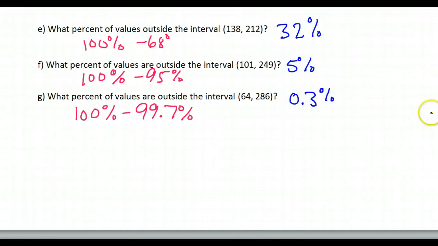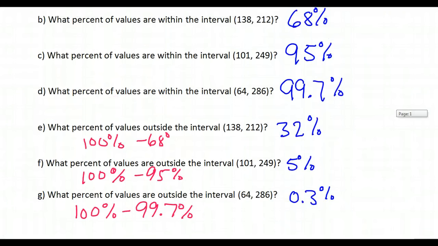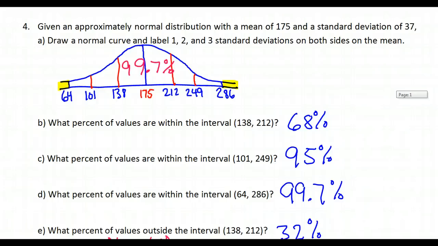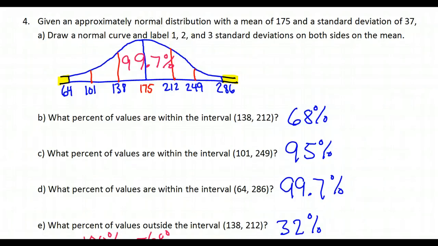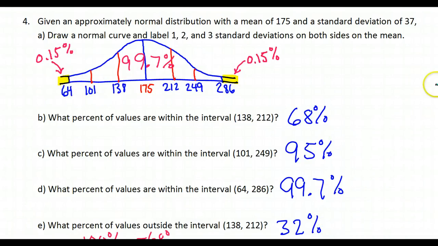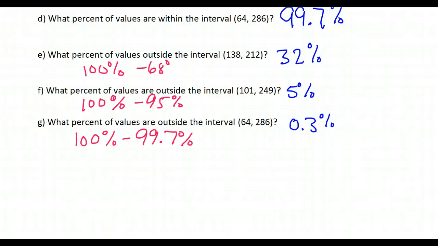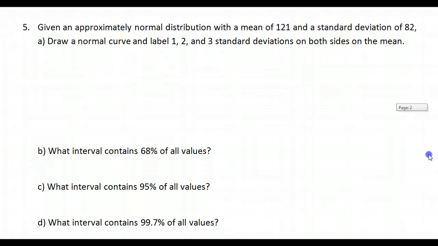Now, notice one thing. If we have these numbers memorized, see this little part on the end? That's 0.15%. All of these problems that I've just done by subtracting from 100, I could have done by adding as well, if I have those numbers memorized. We are supposed to memorize that this is 0.15% of the data, and the same for this point over here, 0.15%. So I could have gotten my 0.3 by adding 0.15 plus 0.15, and that gives me the same answer. All right, let's move on to number 5.